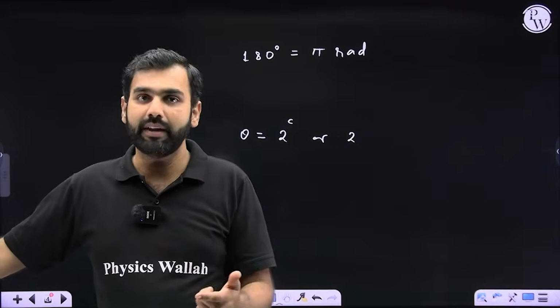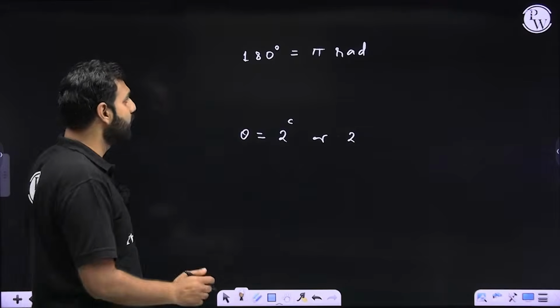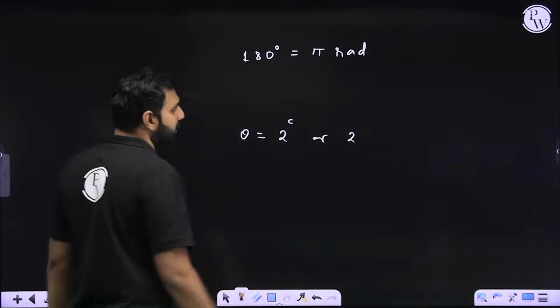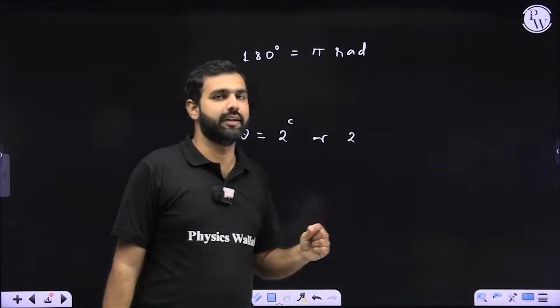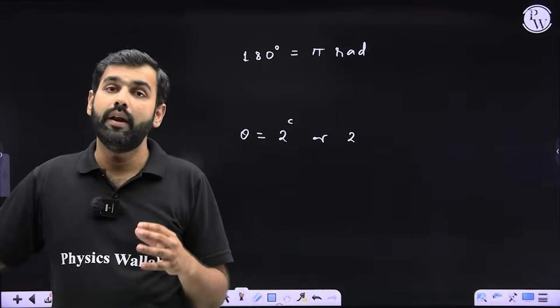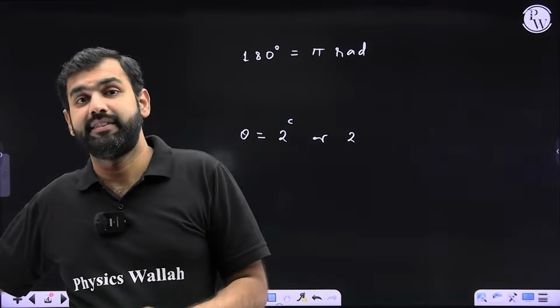So when you talk about degrees, there will be this degree sign given to you. But when it comes to radian, the sign may not be given to you. So it could be the C sign given over there, or no sign will be there. So if the degree sign is not there, we'll treat the default unit as the radian unit.